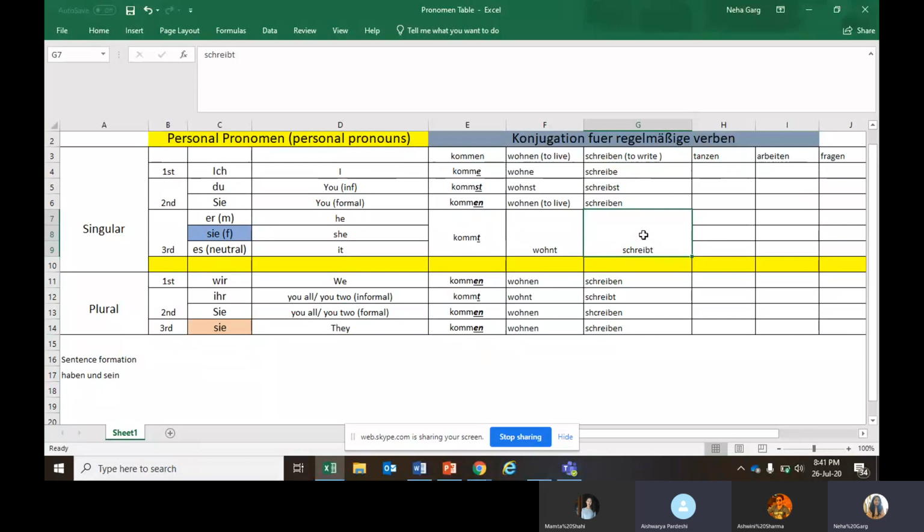What is the meaning of conjugation? Conjugation is like conjugating, like you are making some changes in the verb. Conjugation is the actual word in English. It's not a German word. It's like basic conjugation, like to conjugate something.